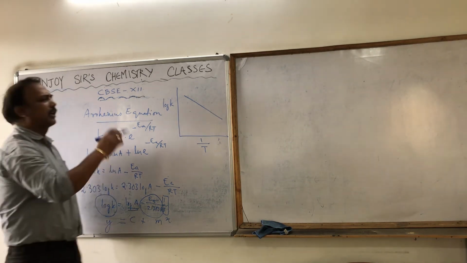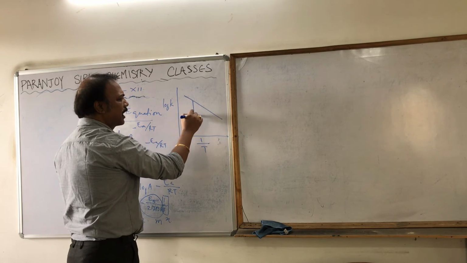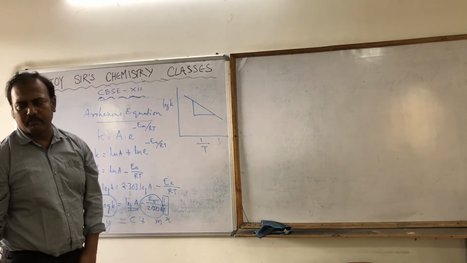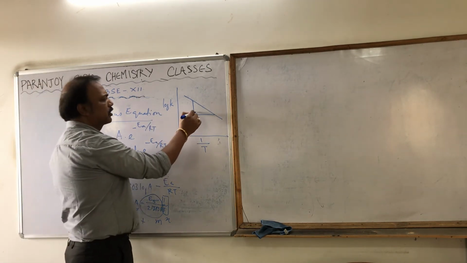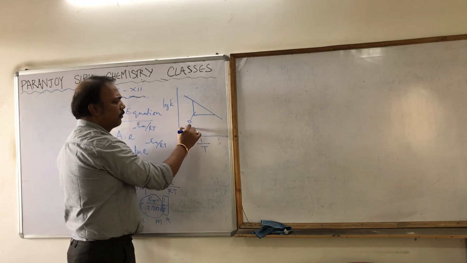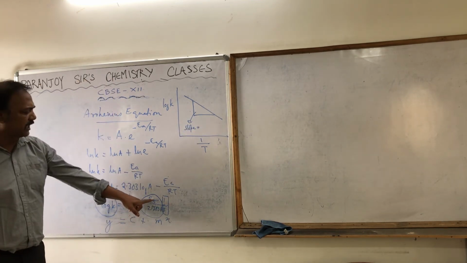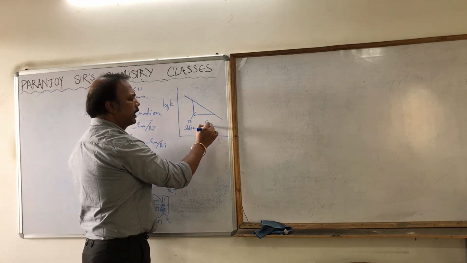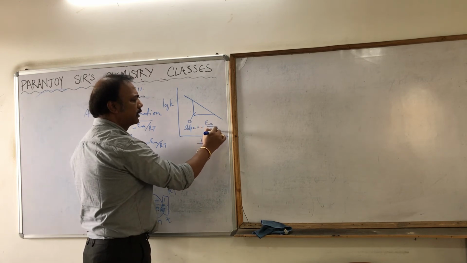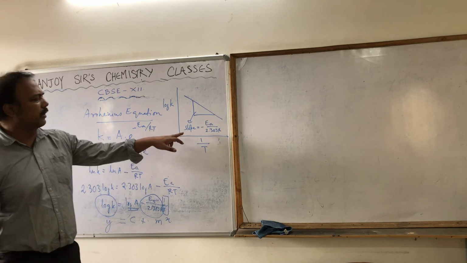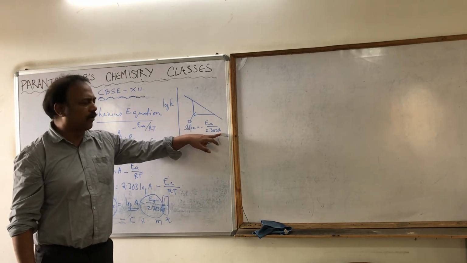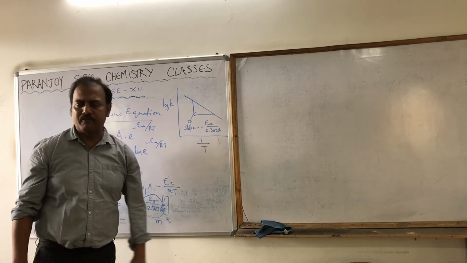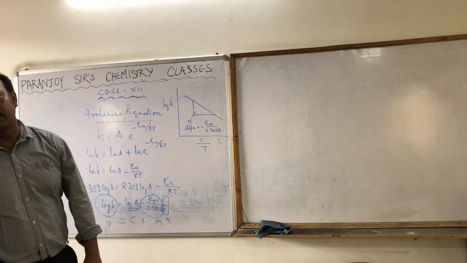The slope of it, how to calculate slope, I told you several times. Just draw a right angle triangle, measure the perpendicular, measure the base. Perpendicular by base will give you the value of slope, and the slope of this is equal to minus EA by 2.303 R, right? That is the slope. We know the value of slope from the graph. We know the value of R. R is the ideal gas constant, so the value is known. Can we find out the value of EA from the graph? We can find out the value of EA graphically.